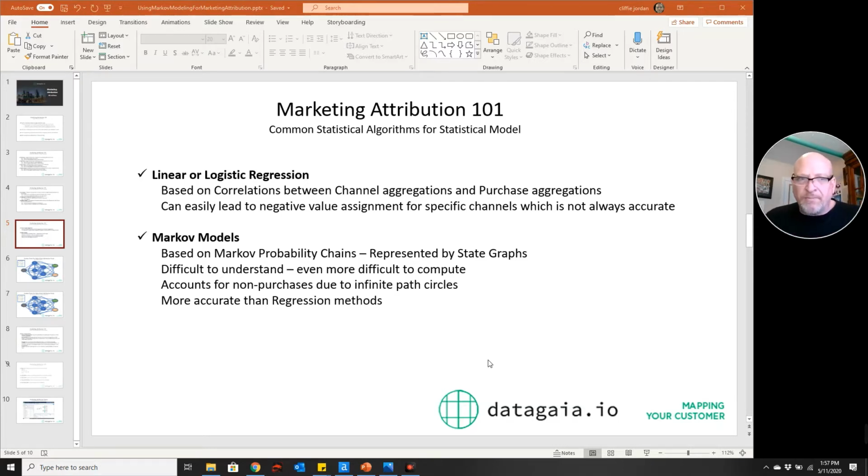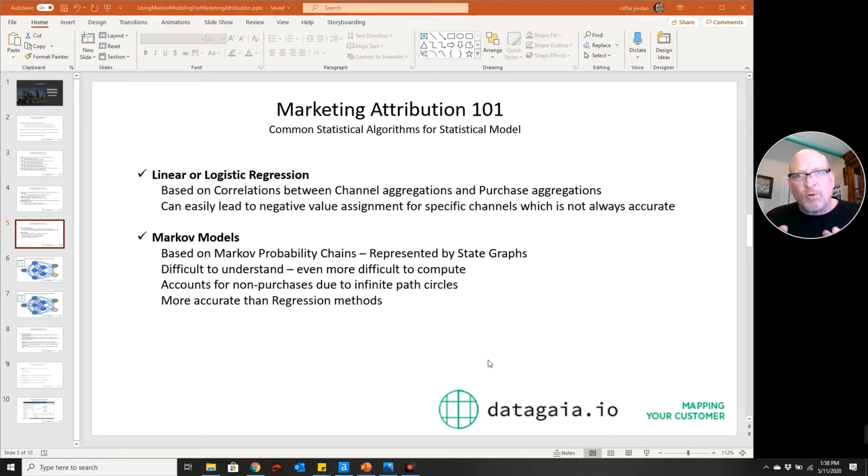The other method is Markov models, which is more accurate, and it's a different approach. Instead of using correlations, it uses probability chains, and specifically it's based on Markov probability chains, and it's represented by what is known as the state graph. Now, I'm going to show you an example of a state graph in just a minute, so you'll understand what that is. Overall, Markov models are a little bit more difficult to understand than linear or logistic regressions.